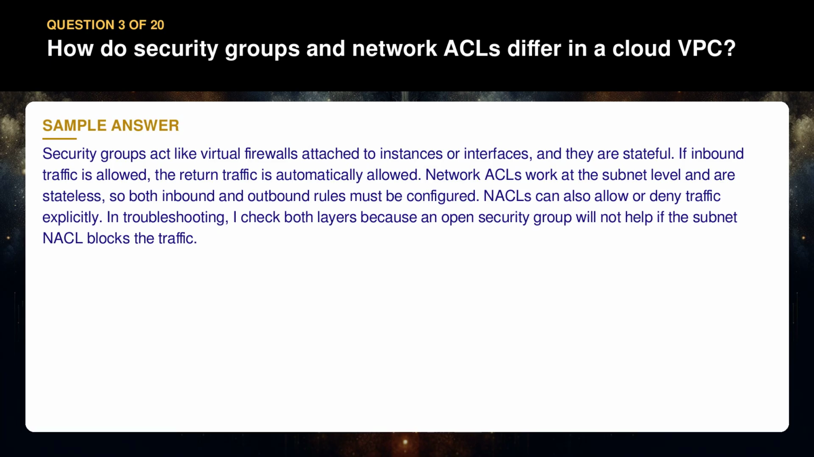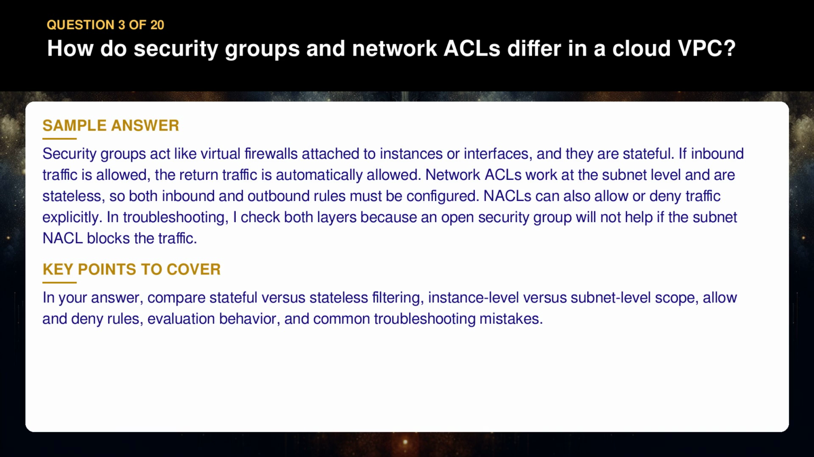In troubleshooting, I'd check both layers because an open security group will not help if the subnet NACL blocks the traffic. In your answer, compare stateful versus stateless filtering, instance level versus subnet level scope, allow and deny rules, evaluation behavior, and common troubleshooting mistakes.